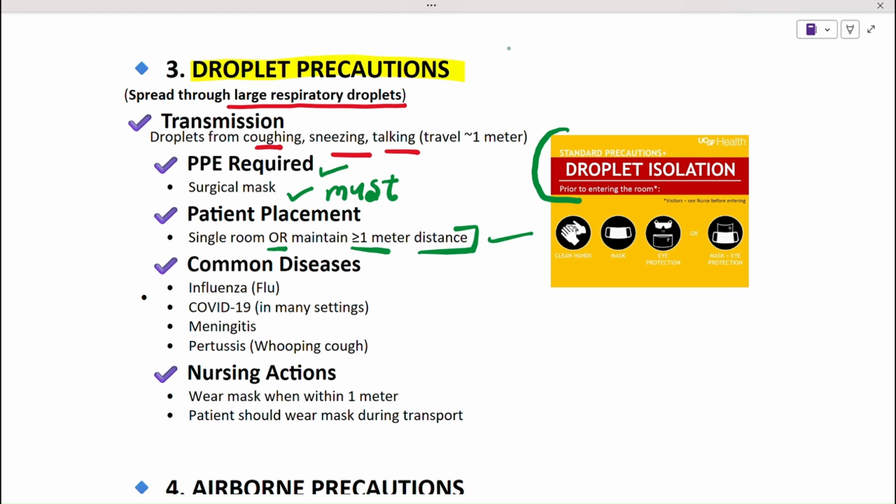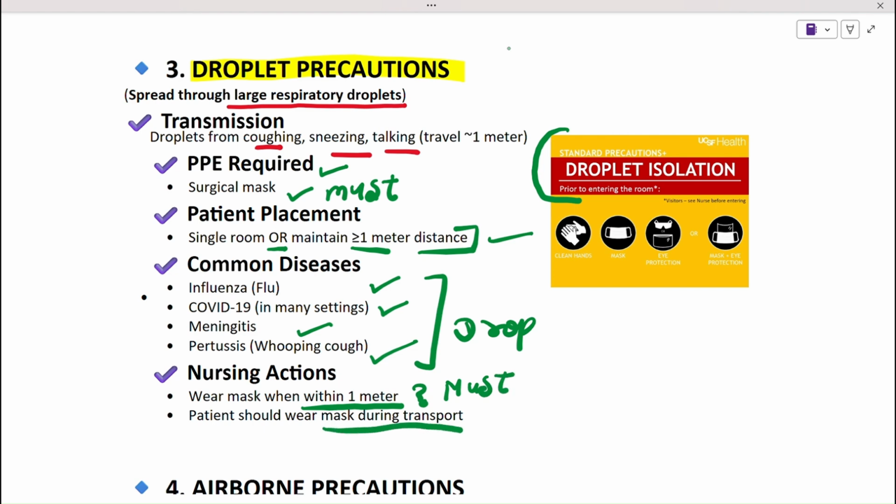What diseases come under droplet precaution? You can remember these: influenza, COVID-19, meningitis, pertussis, which is whooping cough. So these are the diseases that come under droplet precaution. Nursing actions: wear a mask when within 1 meter. If you are within 1 meter of that patient, you need to wear a mask, and this is a must. You cannot negotiate. The patient should wear a mask during transport.